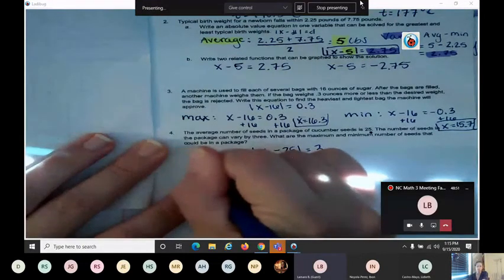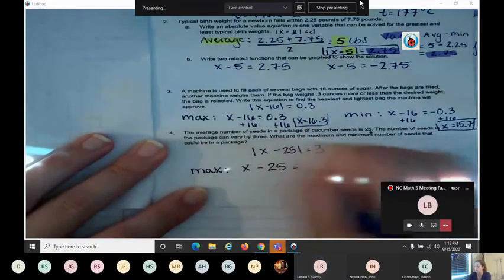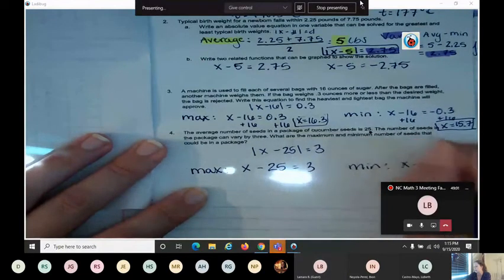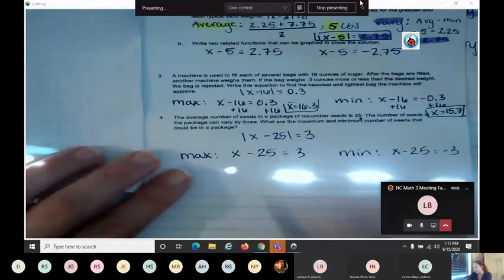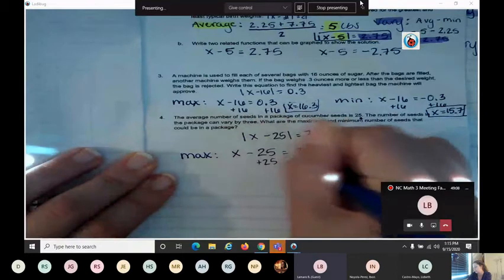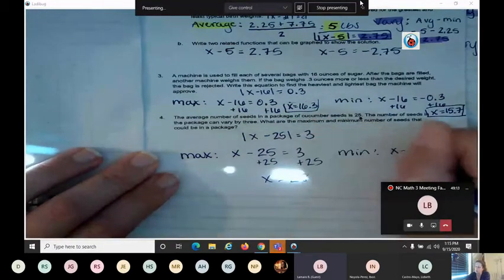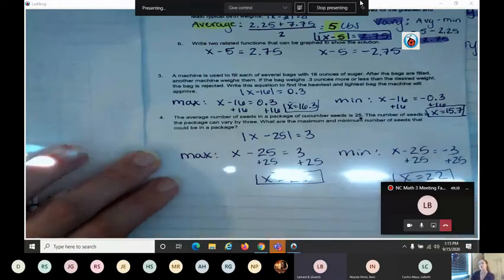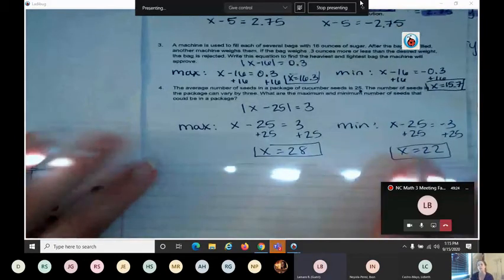So the max is going to be when we set x minus 25 equal to positive 3, and the min is going to be when x minus 25 is equal to negative 3. We'll add 25 to both sides. So I should get x equals 28. And then x equals 22 as my min and my max number of seeds. Okay, so hopefully that was helpful to see how these absolute value functions can be applied.